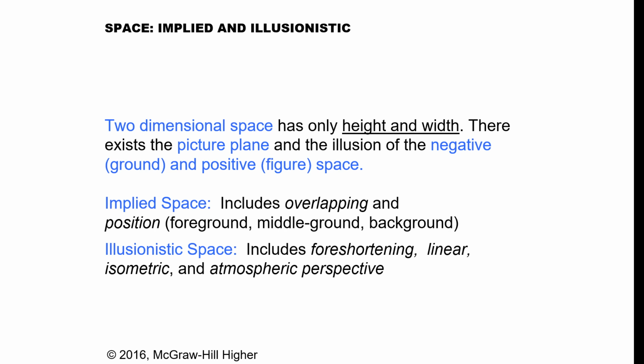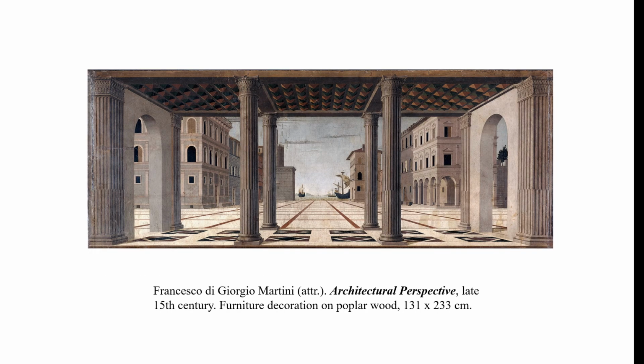We saw in an earlier slide that three-dimensional space has height, width, and depth. Two-dimensional space has only two dimensions, height and width. But we can have implied space where items overlap: foreground, middle ground, background. The item that's overlapped seems to be farther away from us. And then, of course, there's illusionistic space. Foreshortening, linear, isometric, and atmospheric perspective are examples of this illusionistic space.